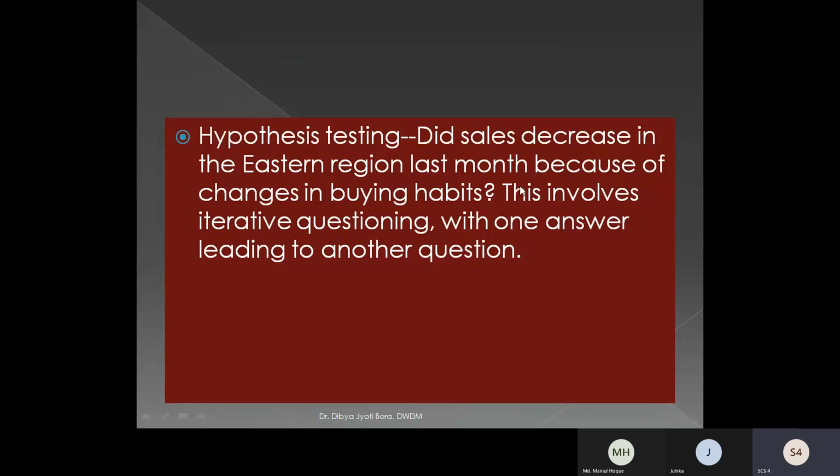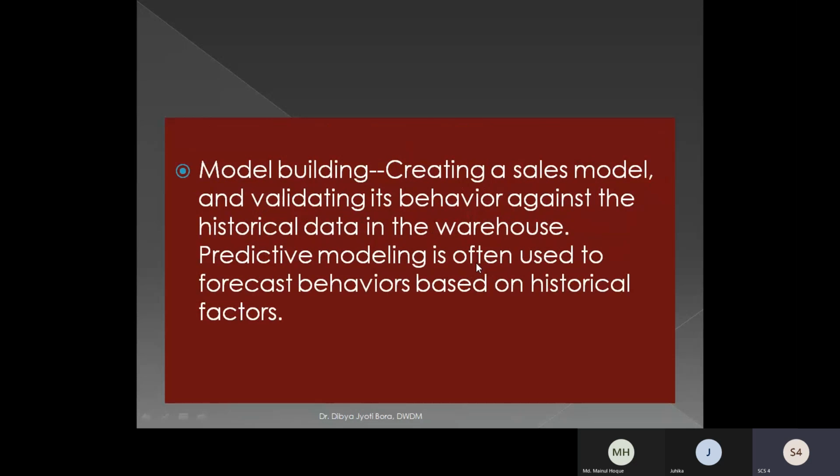Then with the help of this, a model, like creating a sales model and validating its behavior against the historical data in the warehouse. Predictive modeling is often used to forecast behaviors based on historical factors. Thus, in a simple case, you just predicted that because of the COVID situation and this transportation problem, online shopping decreases in the Guwahati region, right? So, due to some problem, the decrease of the sales occurs.